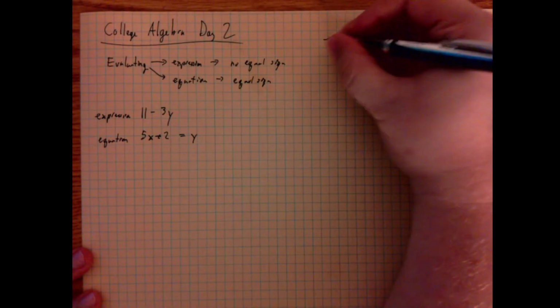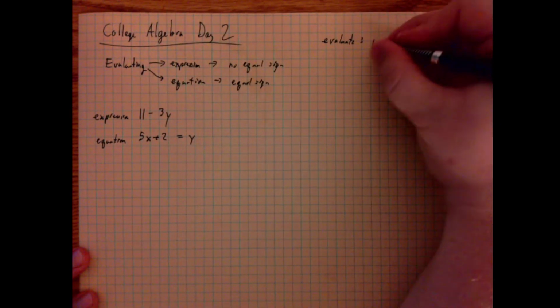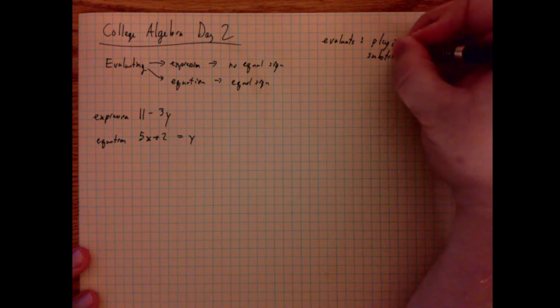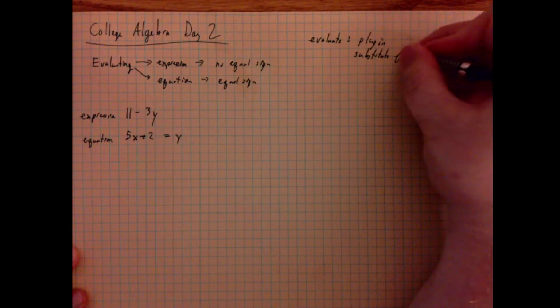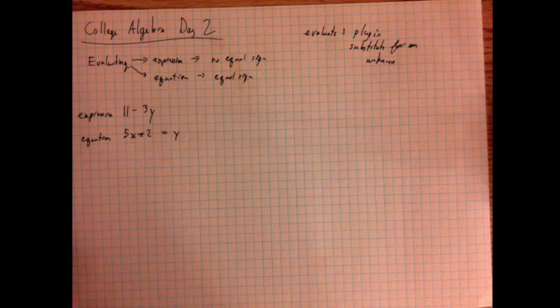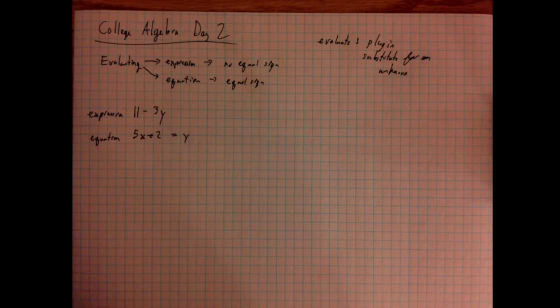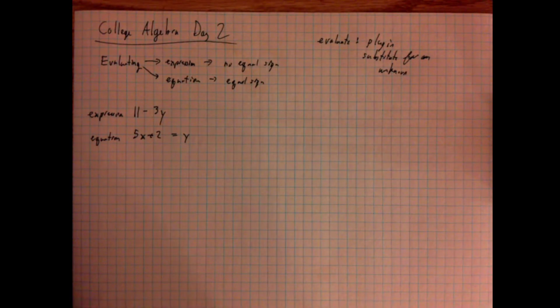Now, the term evaluating, or evaluate as it's typically referred to, just means to plug in, or the fancy way, substitute for an unknown. The idea here is, in algebra, what separates algebra from arithmetic, as we talked about last time, algebra employs the use of a variable. So x's, y's, z's, Greek letters, anything you want. And so you can make a variable out of anything, and it's just considered to be an unknown value.